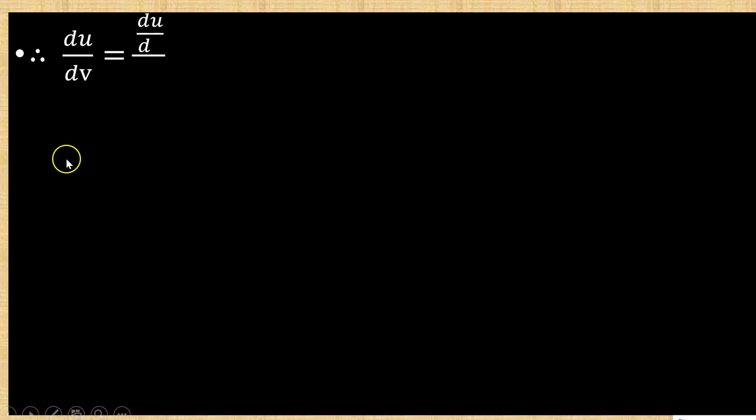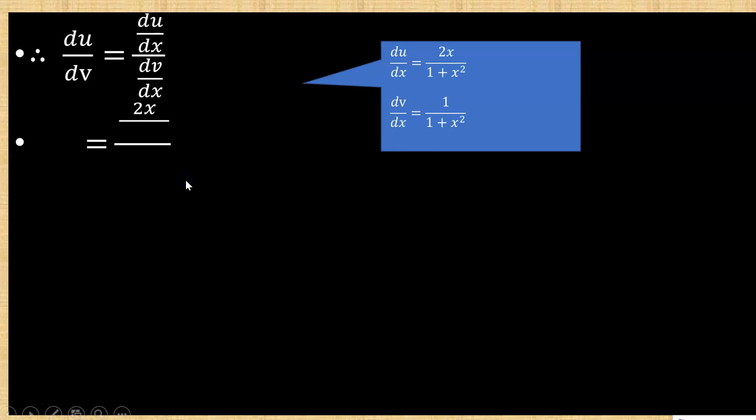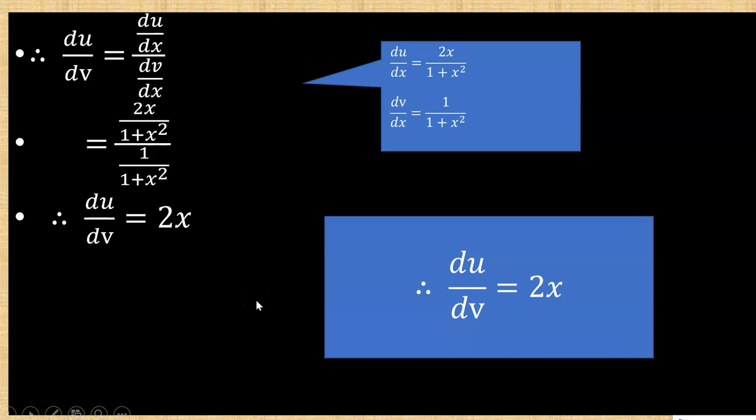Next, du by dv is equal to du by dx upon dv by dx. Now here we will substitute the values: 2x upon 1 plus x square, and this whole divided by 1 upon 1 plus x square. 1 plus x square gets cancelled and you will get 2x. And therefore, du by dv is equal to 2x.